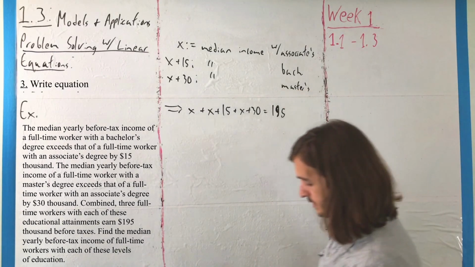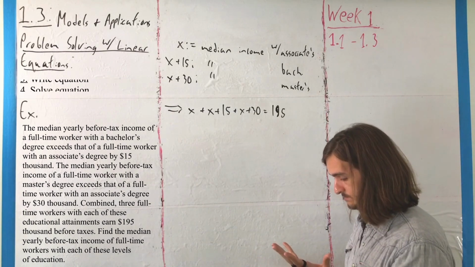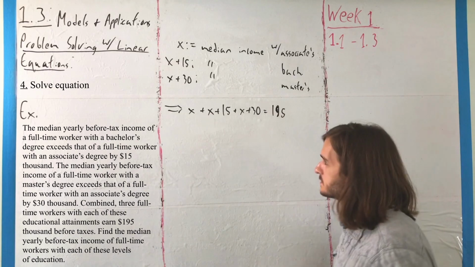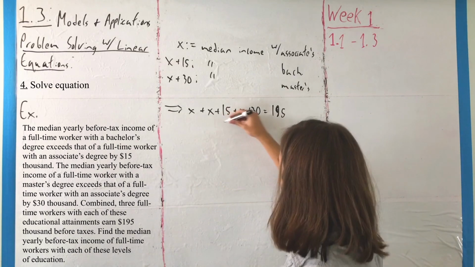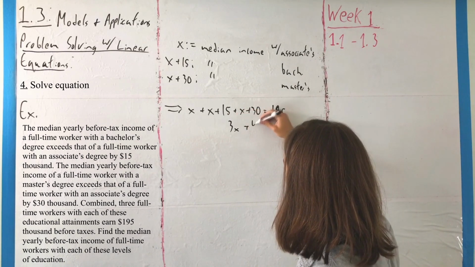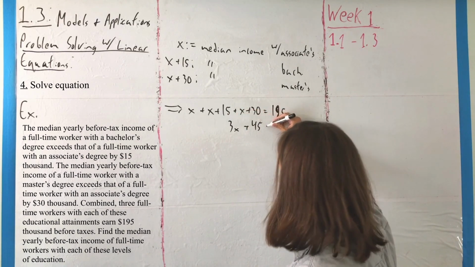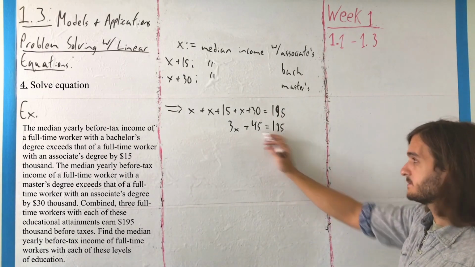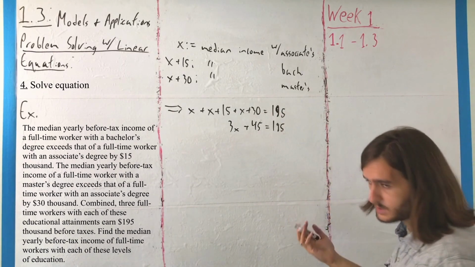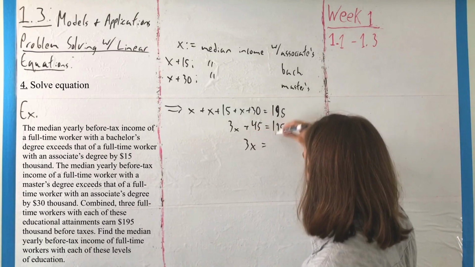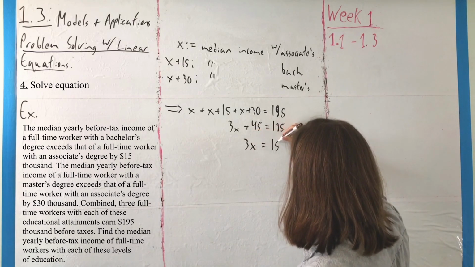So what we can do from there, if we want to actually do math to solve the equation, just stack our pieces. X, X, X, we got 3 of those, and 15, 30, 45, those are thousands, I guess if you want to think about it. 195, take the 45, subtract 45 from both sides, and we'll be left with 3x equals 195 minus 45, or 150.